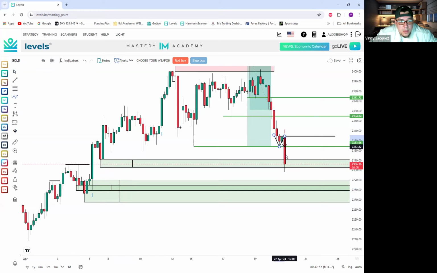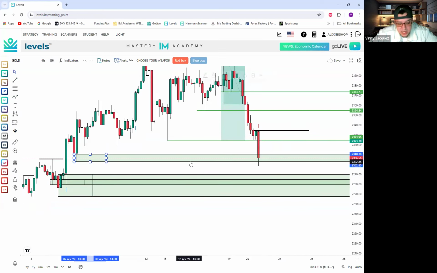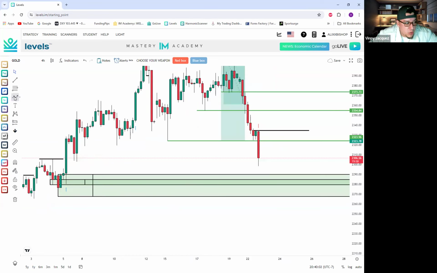Boom, shoulder, head. We can wait for this if we want, guys. You don't always have to be the first one in here, right? Same thing with this. Just because I have the zone, I don't always have to be the first one in. But as soon as market gives us what we need to see, boom, let's go ahead and make a decision, right? Makes sense, guys?